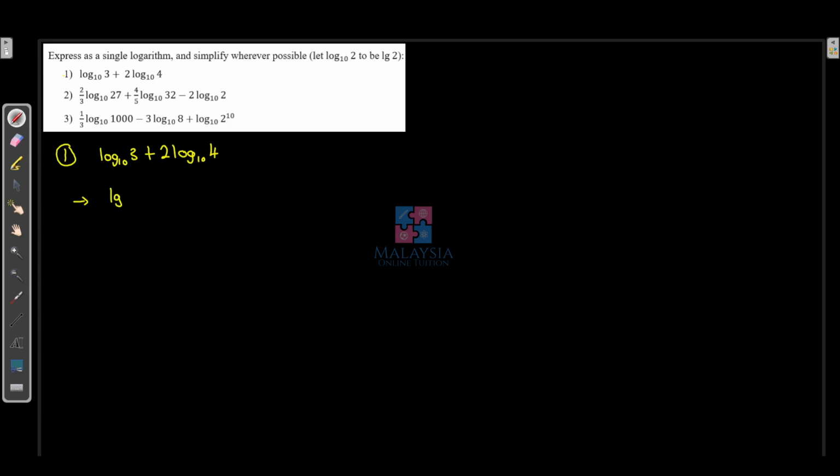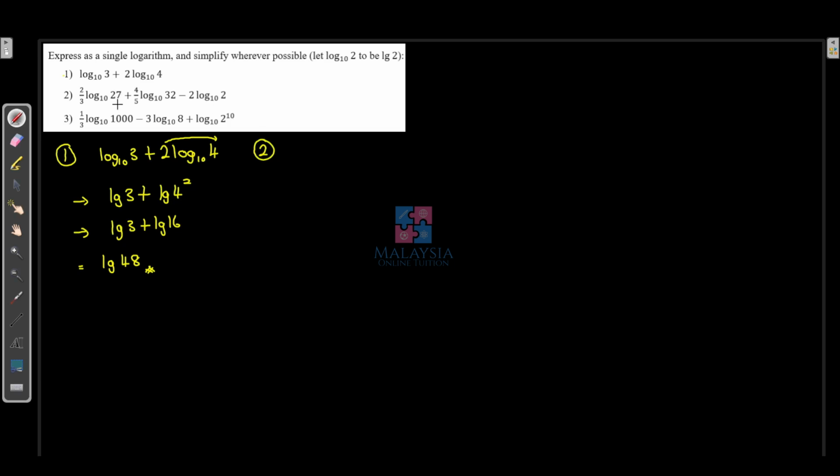So we can write log 3 plus, when you have log base 10 of 4 here and then you have 2, you can bring the 2 inside the 4 and it will become the power of the 4. So you will have log and then 4 squared. So this is going to be log 3 plus log 16. And remember, when you have your logarithms to be added, meaning the inside are going to be multiplied. So we have this to be log of 48, because 3 times 16 is 48. So that's all for question number 2 part 1.